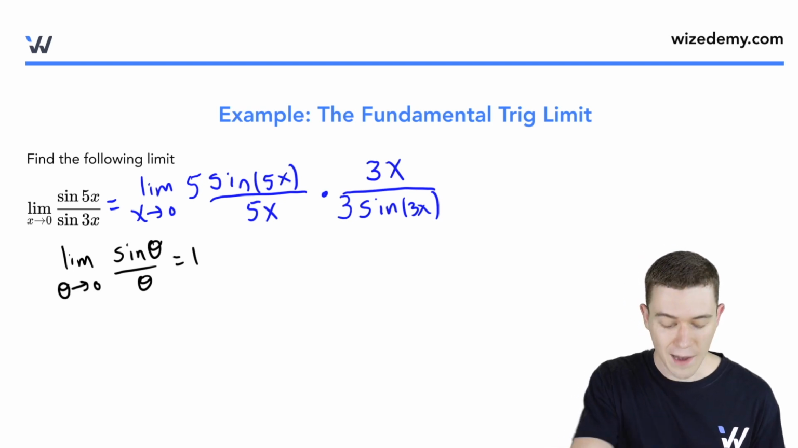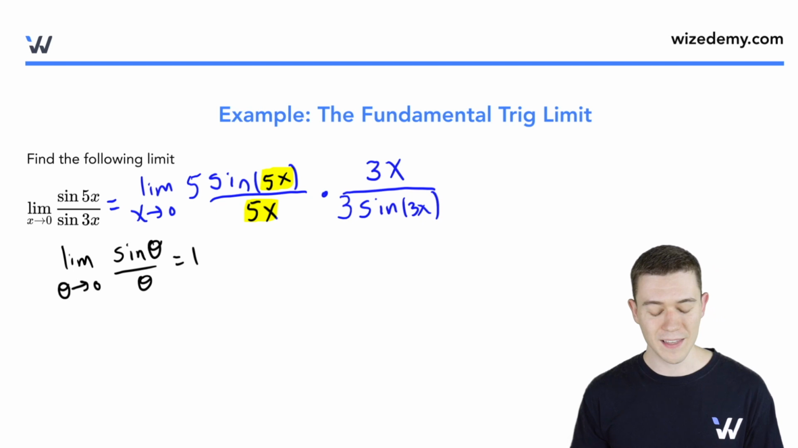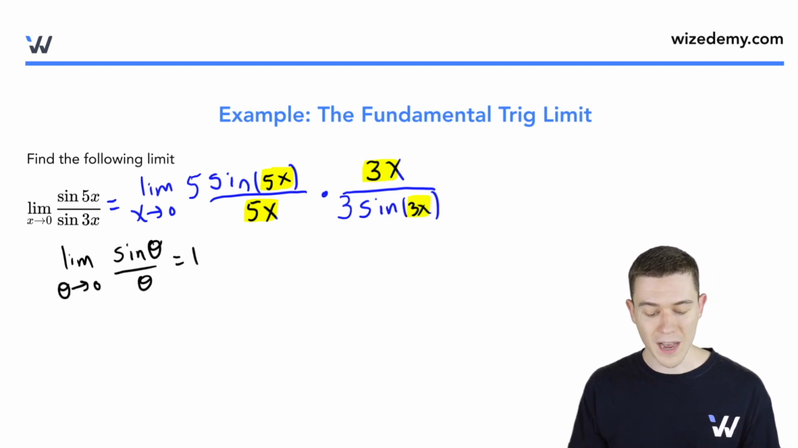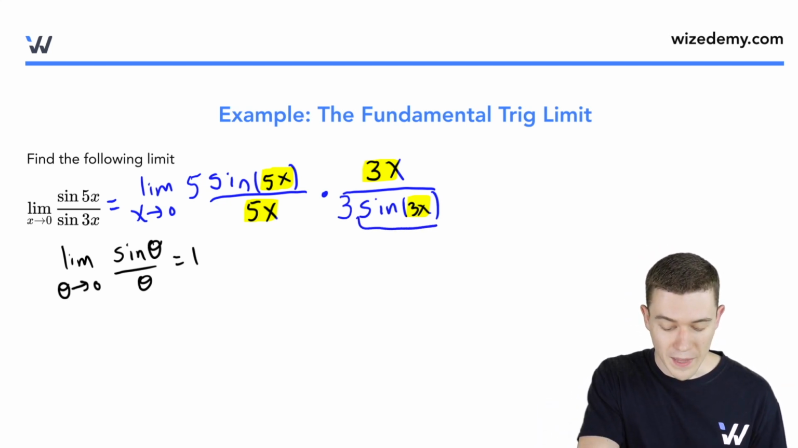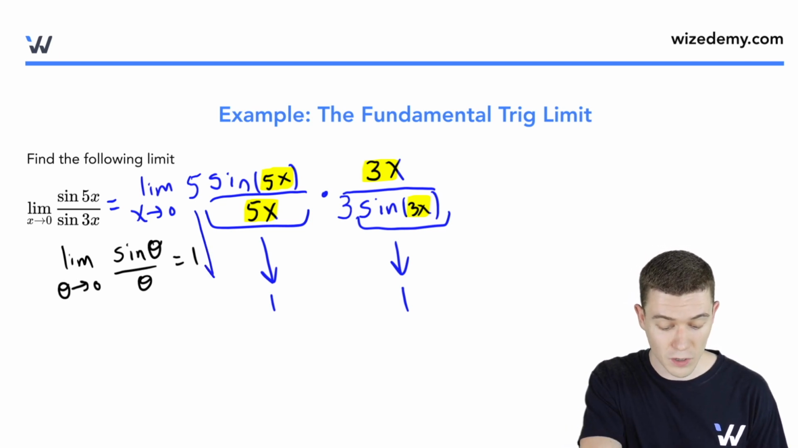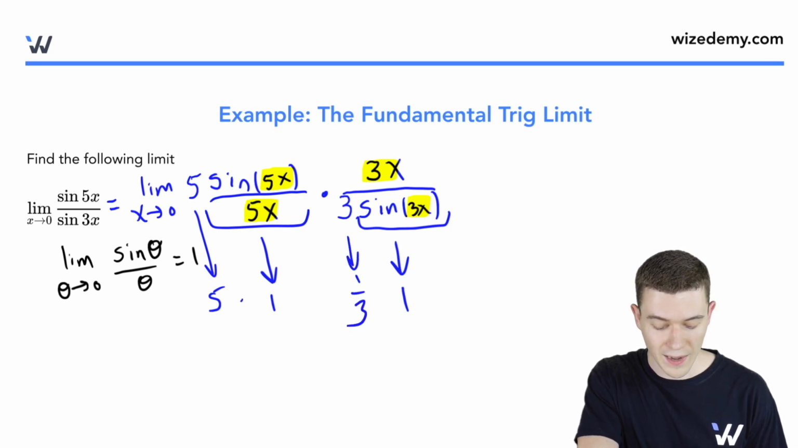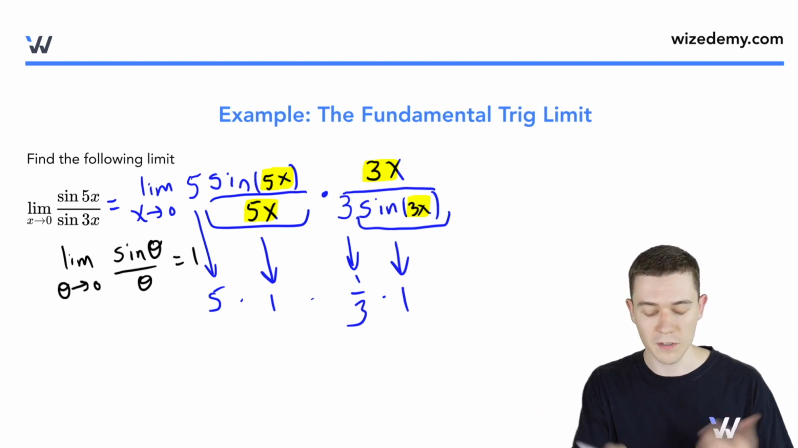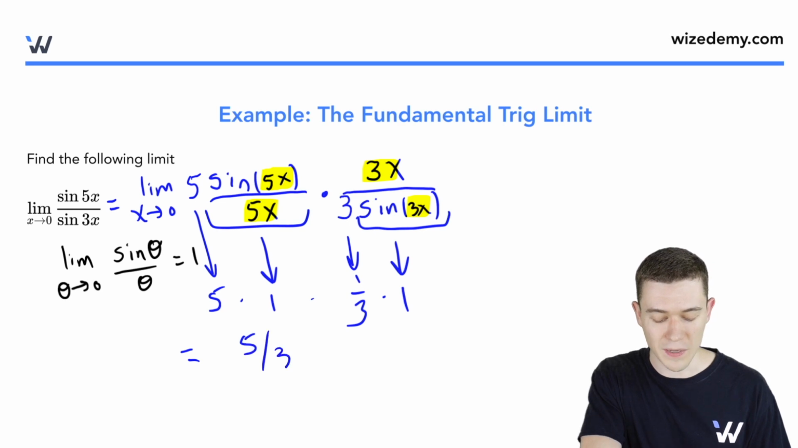You see, we have sine of something over that thing going towards 0. We have that thing over sine of that thing going towards 0. And the fundamental trig limit says that those bits just go to 1. We have sine of 5x over 5x going to 1. We have 3x over sine of 3x going to 1. We still have that leftover 5 and that leftover 1 over 3. These were all just being multiplied, so all we have to do is 5 times 1 times a third times 1. This limit is going to be 5/3.